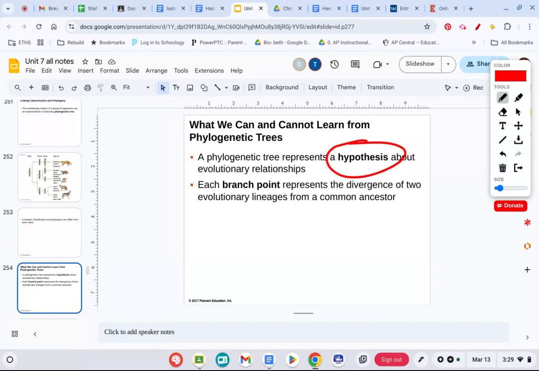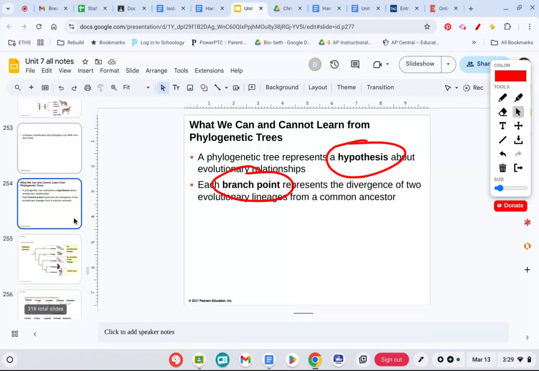What we can see is that these are showing us where these organisms diverge from each other. So they're showing a common ancestor, and they're showing a branch point, and that branch point is a particular trait, and that particular trait is going to be one where one group has it and one group does not. They both came from a common ancestor, but one group has the trait and one group doesn't, and that's the divergence of two particular groups away from each other.